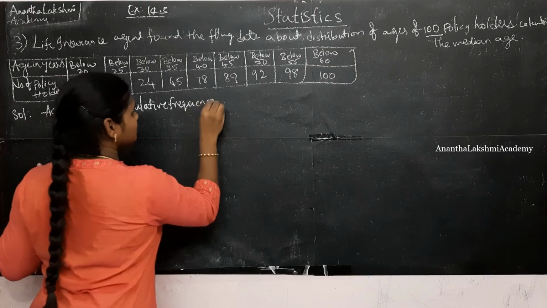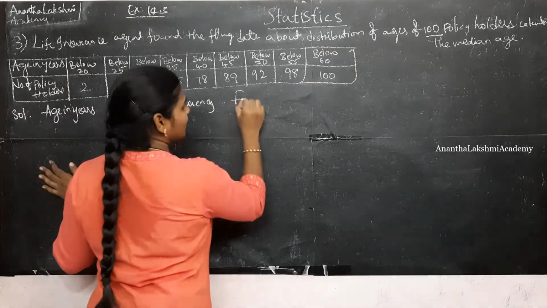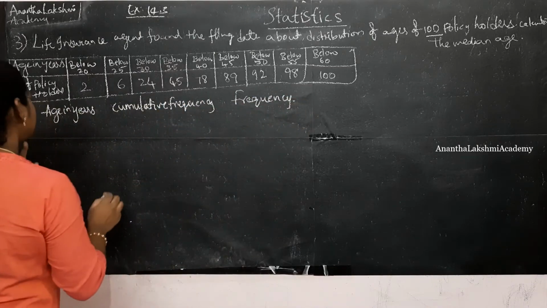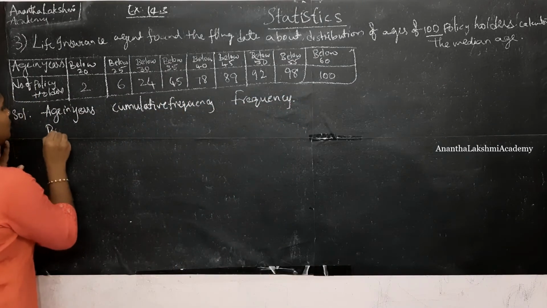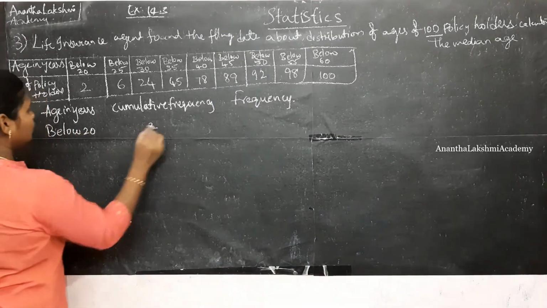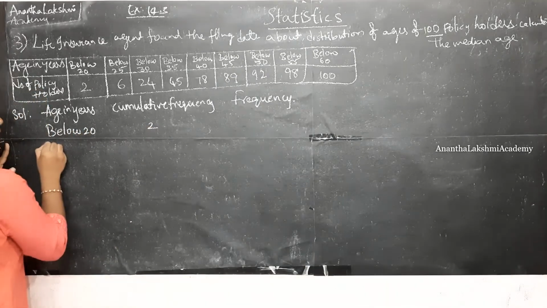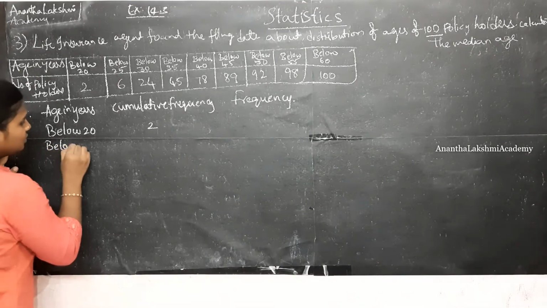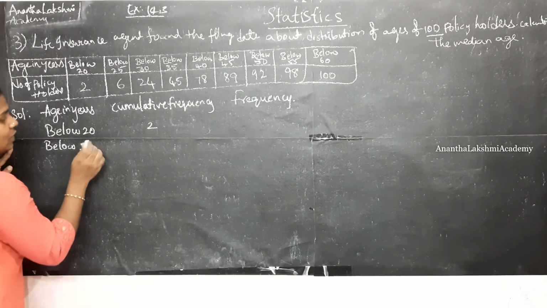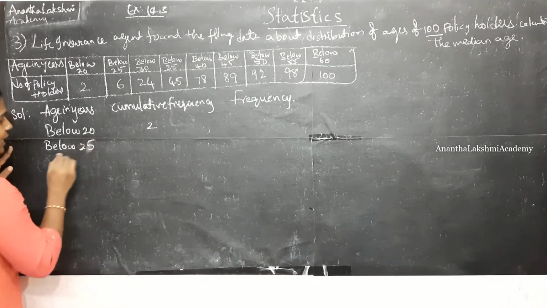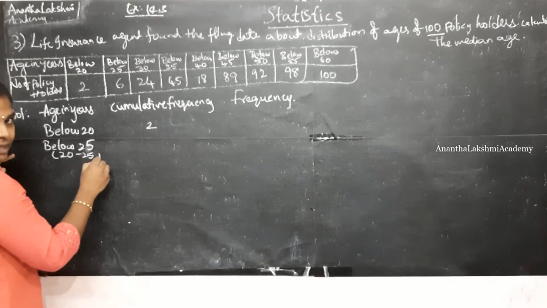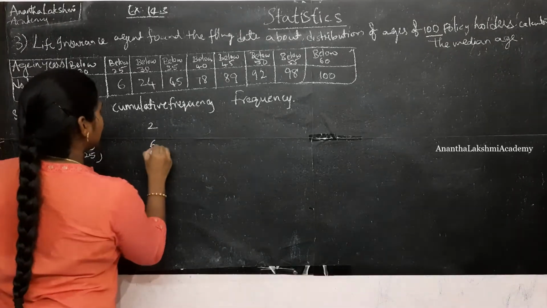And then the actual frequency we need to figure out, isn't it? So these are the three columns. What is given below 20? What is the value? 2. Below 25 is given. This is 20, the upper limit is 20. So below 25 is the next column. So can I write this as 20 to 25? Yes. And this value is 6.